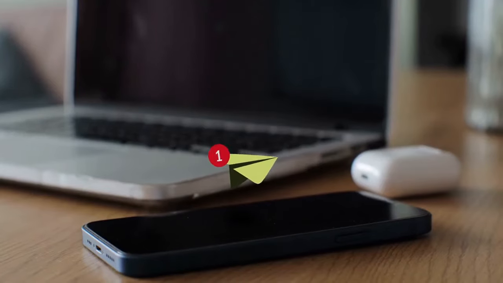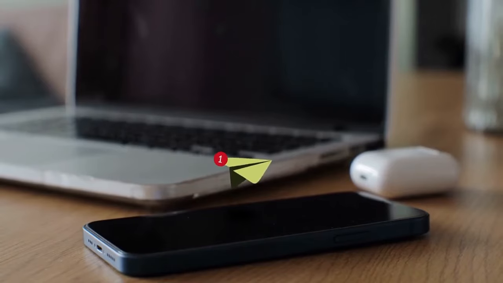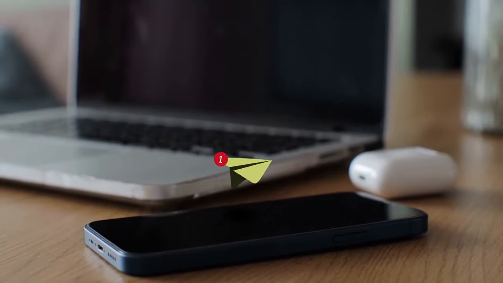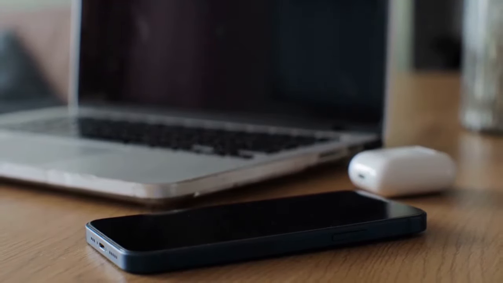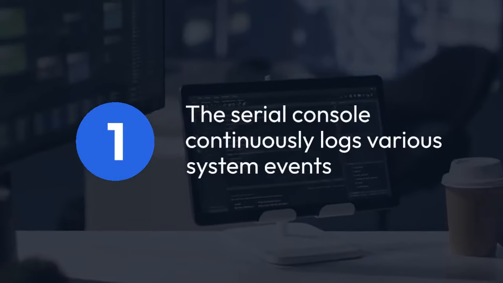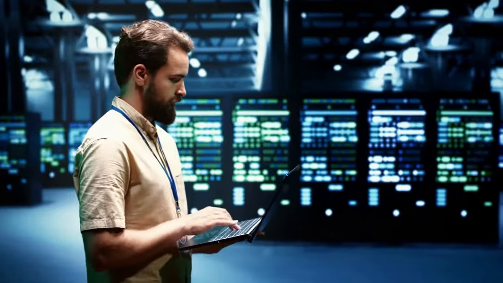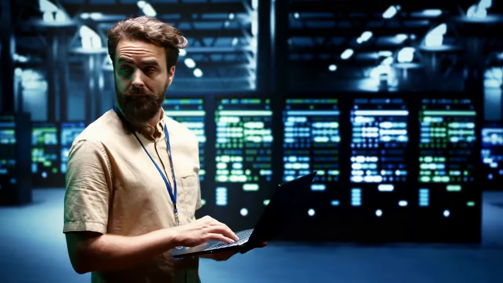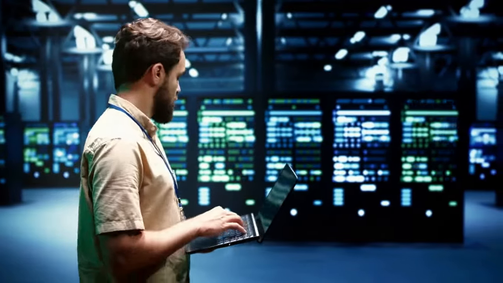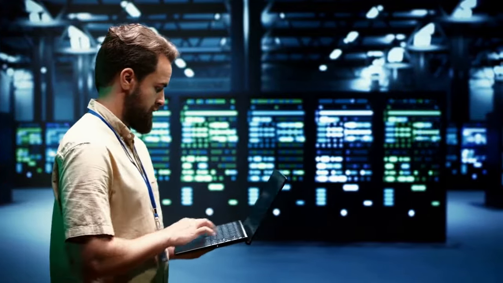Think of it like leaving a chat window open and constantly receiving messages. It takes up resources, even if you're not actively reading them. 1. The serial console continuously logs various system events. This logging process consumes CPU cycles and memory, resources which your apps and the operating system itself need to run smoothly. The more logging that happens, the more strain this puts on your device.